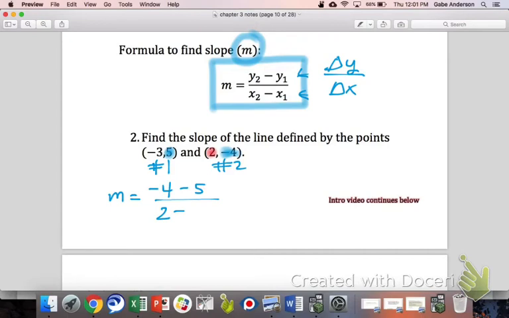So when I get to this, my x1 is a negative number, so it's going to be 2 minus negative 3. There's two negatives in there for two different reasons, but there are two negatives, and so we would say minus a negative is really plus a positive. The numerator ends up being negative 9, the denominator ends up being 5, and so negative 9/5 is our slope. That would mean that this line, if graphed, would go downhill from left to right.